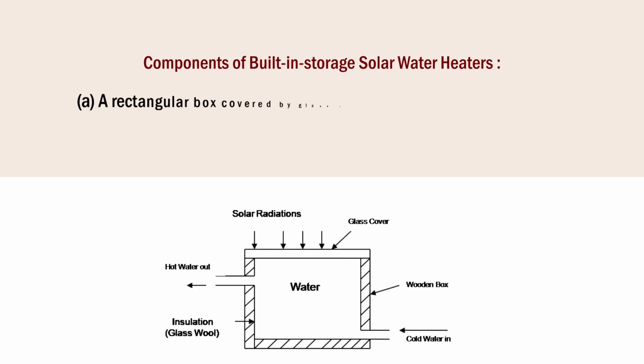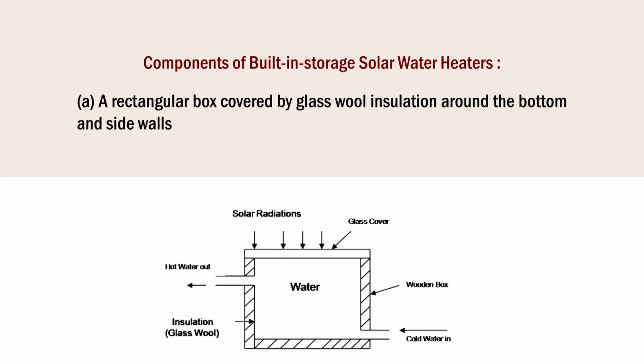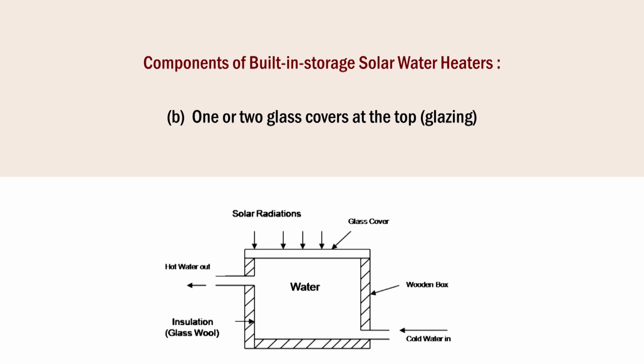Basically it mainly consists of the following components. One is a rectangular box covered with glass wool insulation around the bottom and side walls, and the second one is one or two glass covers at the top, which is also called glazing. The system works on the greenhouse principle. When solar radiation passes through the transparent cover or covers and impinges on the blackened absorber plate of high absorbability, it gets absorbed by the absorber.